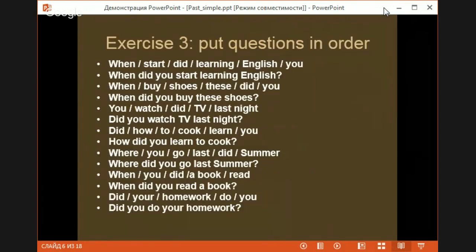Good. So, exercise number 3 is a little bit more complicated. Here you have questions which you need to put in order. Recompose the questions. For example, I will give you a little example for the first one. We have a selection of words like when, start, did, learning English, you. Obviously, the good question would be, when did you start learning English? Good.